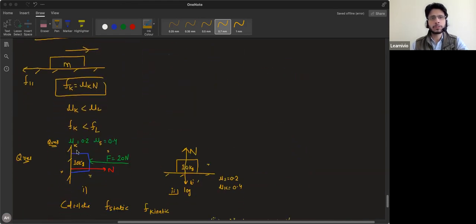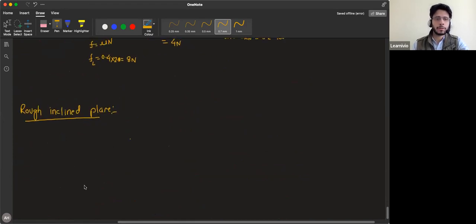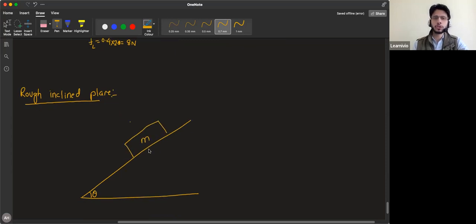After this, the next topic is inclined plane, rough incline. If you have a rough inclined plane, the angle of inclination is theta. I placed a block here, the mass of the block is m. The forces acting over the block are the weight mg, which is acting in the downwards direction. Then you can take its components. If this is theta, this is also theta, so this will be mg cos theta. Here it will be the normal reaction N, and this is mg sin theta.